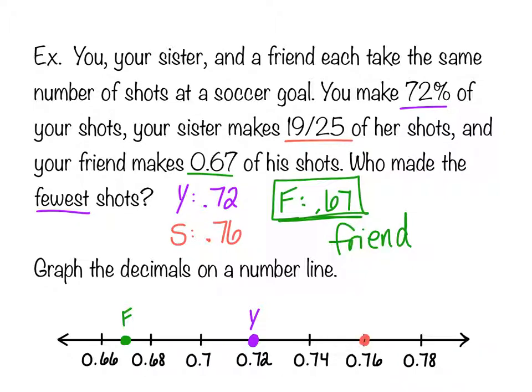So one thing you'll be asked to do on tonight's homework is to graph these onto a number line. Once you've got them all written as decimals, you can arrange them from least to greatest on a number line.